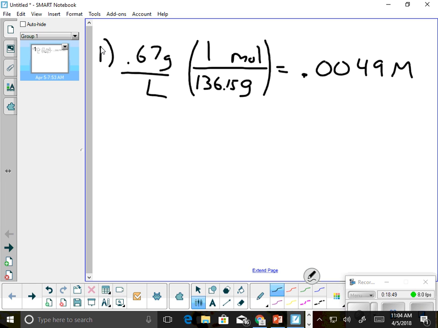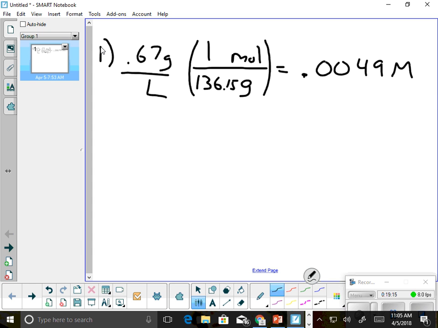So step number 1, if I told you 0.67 grams of calcium sulfate can dissolve in 1 liter of solution, that'd be equivalent to a molarity of roughly 0.005 molar. So in other words, I can't make a more concentrated solution than that for calcium sulfate. That's as potent as it could be. After that, if I add any more, it's going to all sink to the bottom. It's going to be saturated.